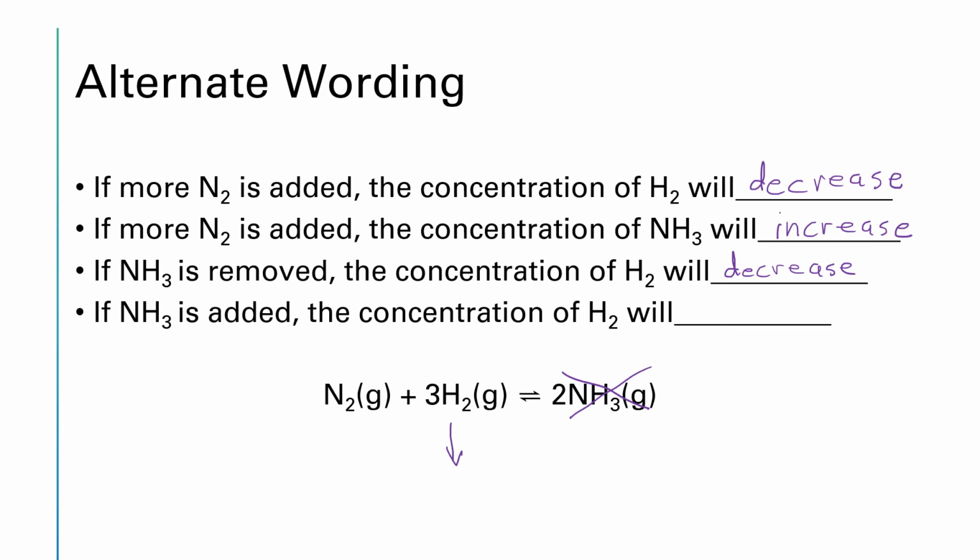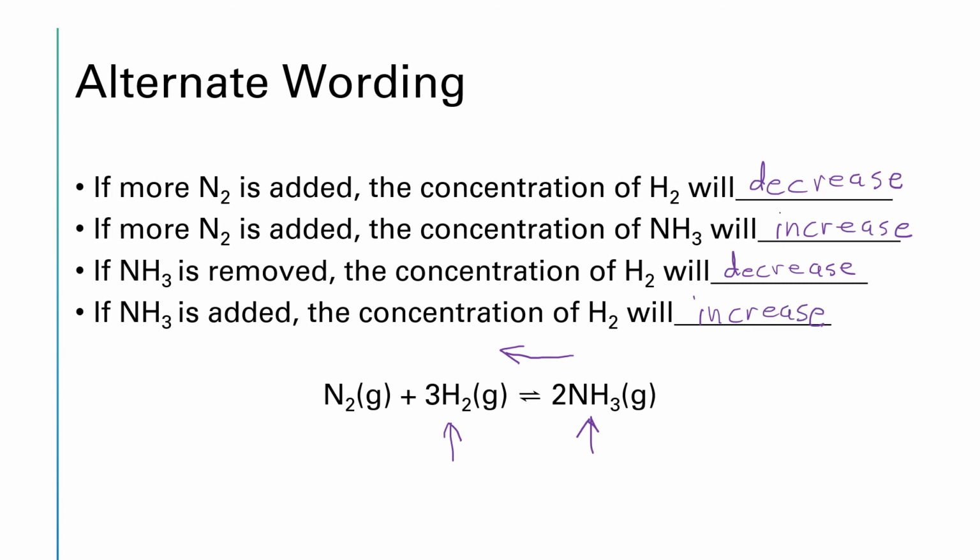And let's see, get rid of those marks. And last bullet point, if ammonia is added, the concentration of hydrogen will, okay, so if we add more ammonia after the system's already at equilibrium, the system will respond by trying to get rid of what we just added. And so that means that the ammonia will decompose, the reaction will shift to the left, and as it decomposes, the amount of hydrogen will increase.